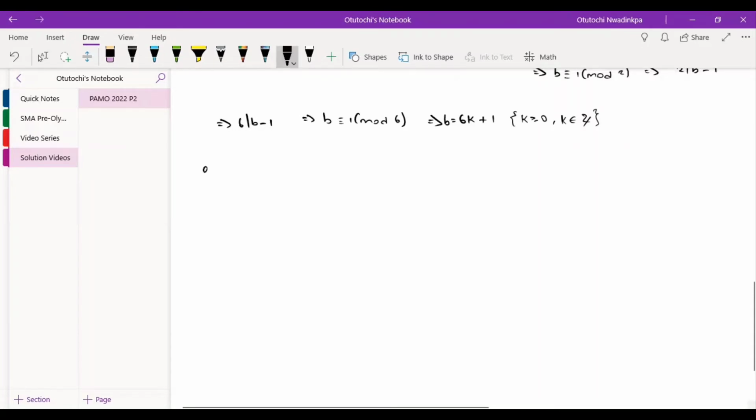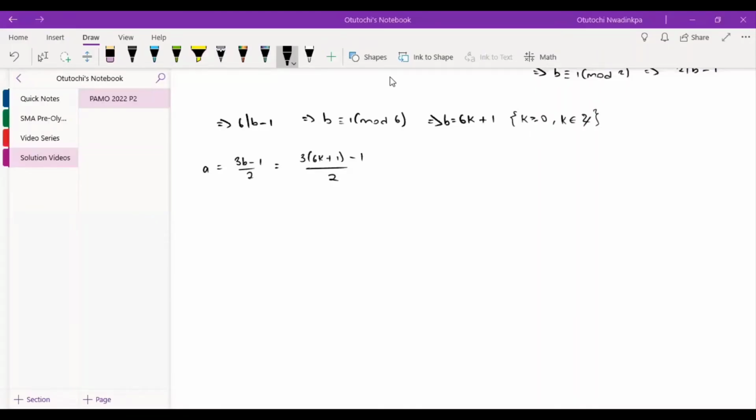So now we have a is equal to (3b minus 1) over 2, and of course b is equal to 6k plus 1, so a is (3 times (6k plus 1) minus 1) over 2. So of course, 3 times 6k is 18k, plus 3 minus 1 is plus 2, over 2.